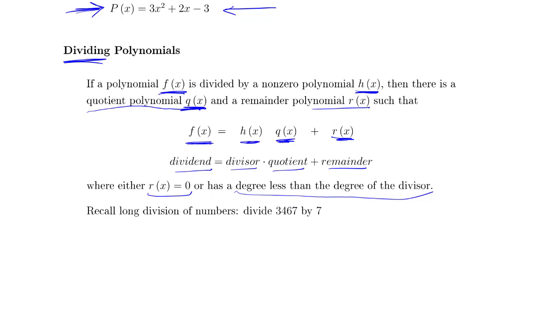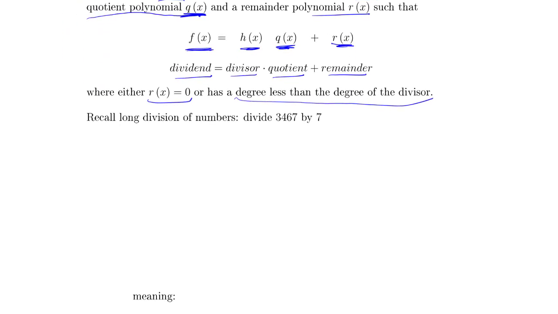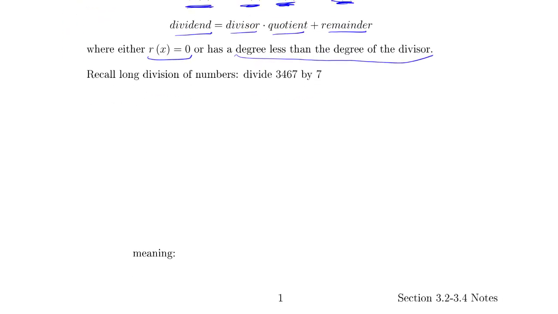If this sounds intimidating, don't let it be, because you've done this with dividing numbers. Numbers are just constants, actually 0 degree polynomials, so you've actually divided polynomials, only the simplest of them. So let's take a look. If we wanted to divide 3,467 by 7, how would that be done?